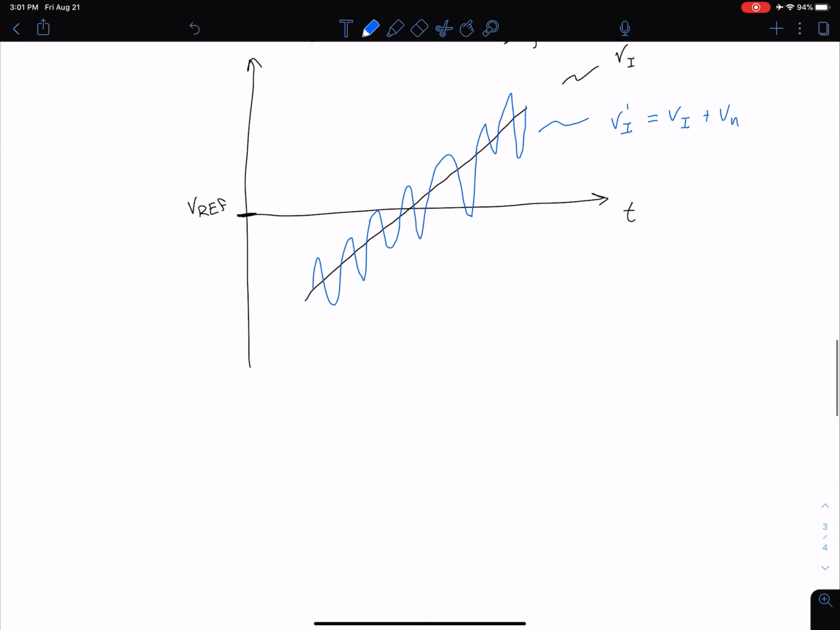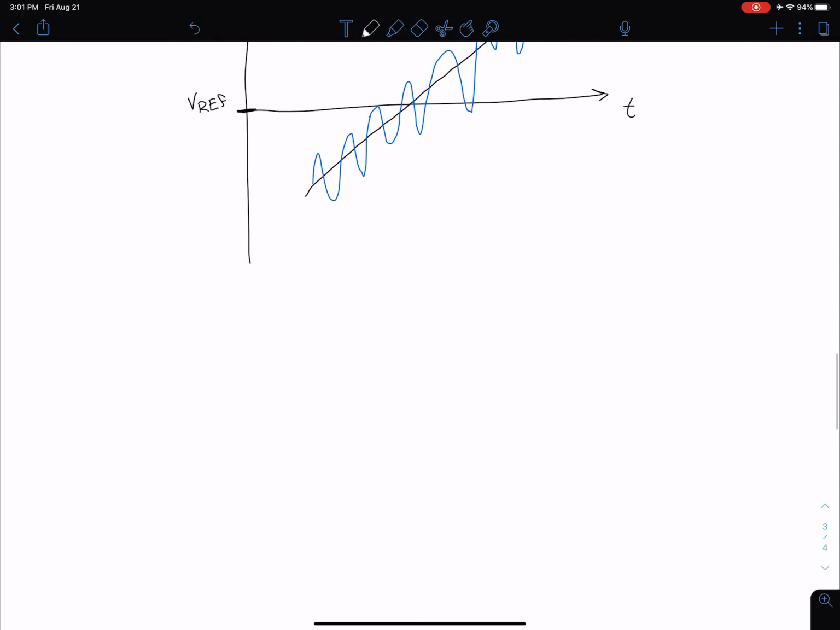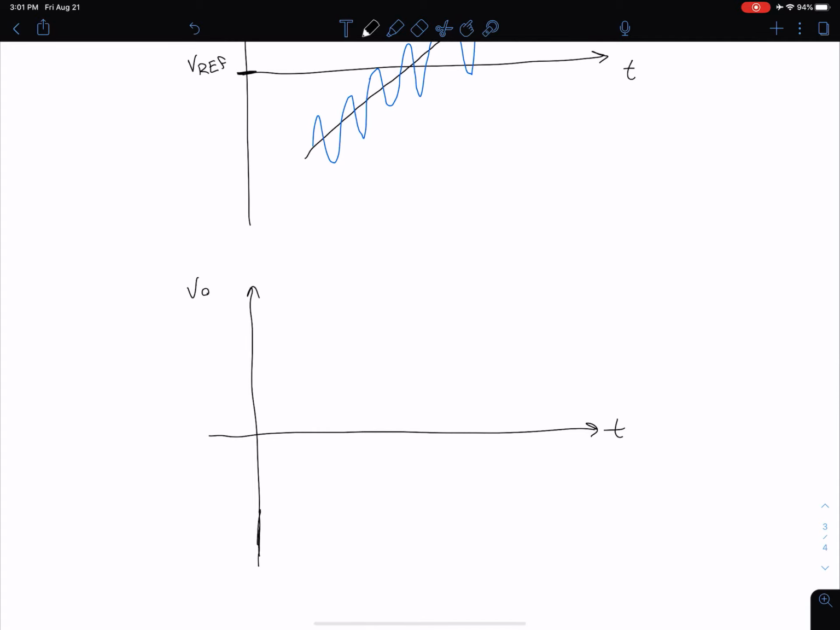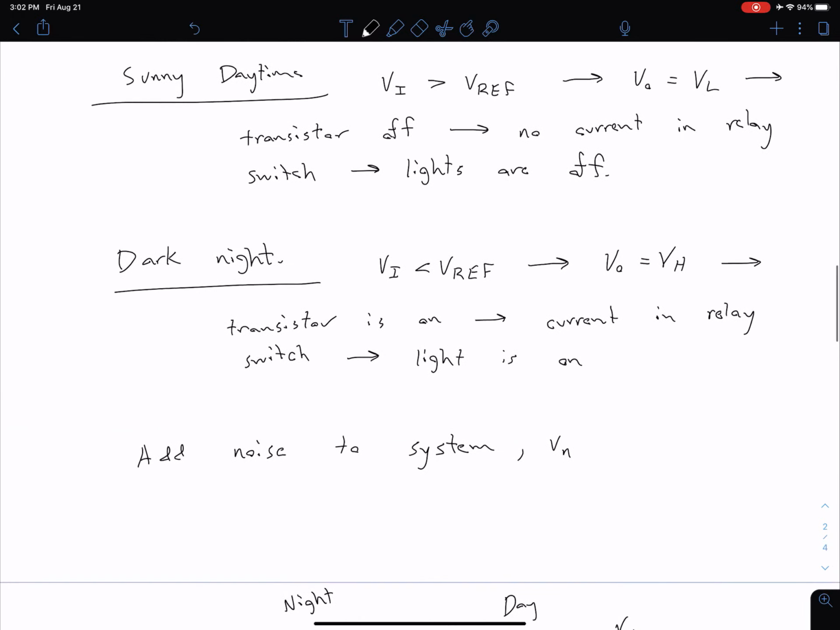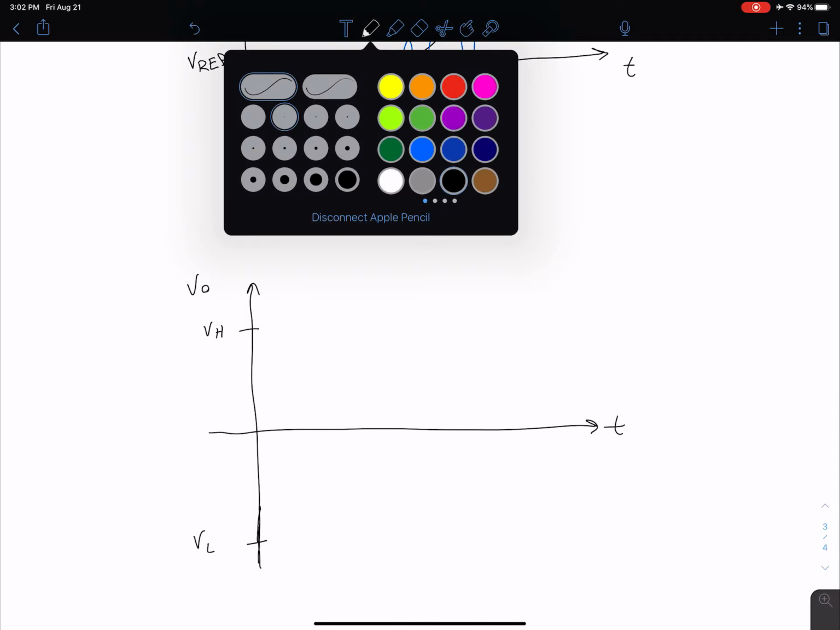Okay, well, let's look at what our output looks like in that case. So let's put another graph right below this, and we're going to line up our time axes. So here we have our output voltage, and here we have our time as well. And again, I'm going to draw some lines down to indicate our time. And we know our output voltage of that comparator is going to take on one of two values, either our high saturated voltage VH or our low saturated voltage VL. So we had said previously, if our VI is less than Vref, then our Vout is high and our lights are on. So let's take a look at what that would be.